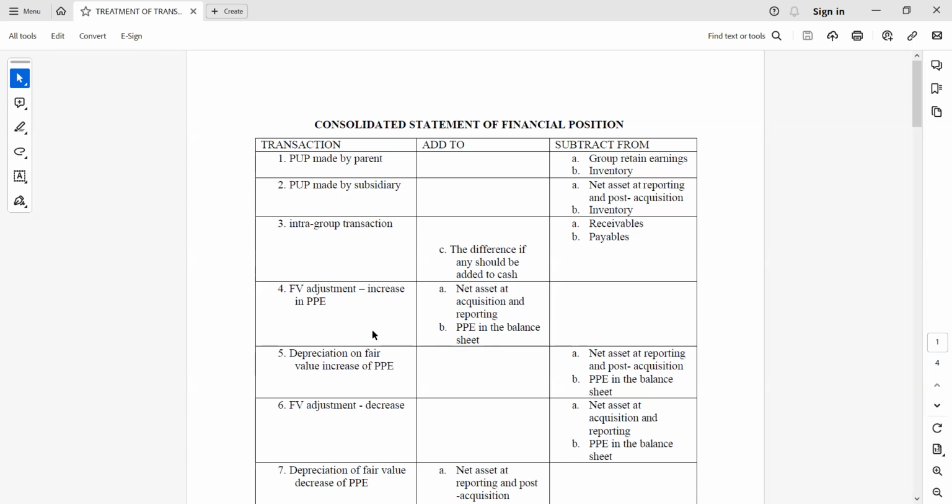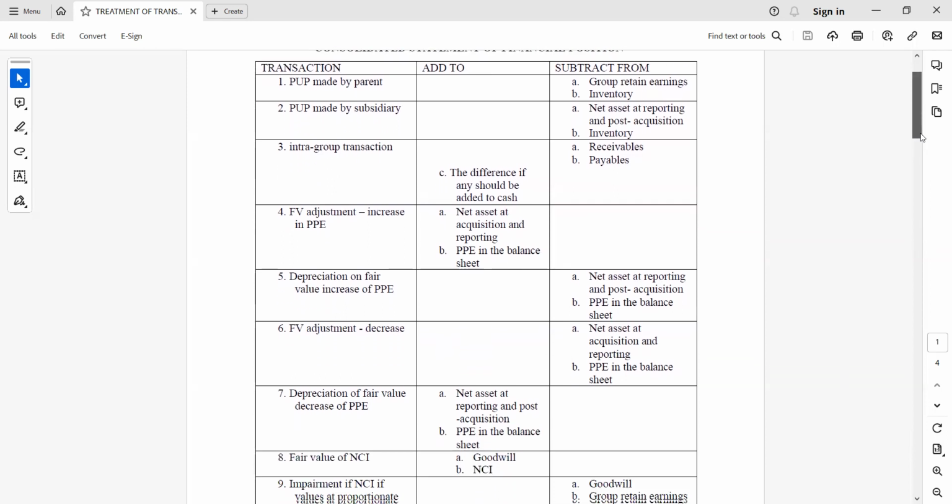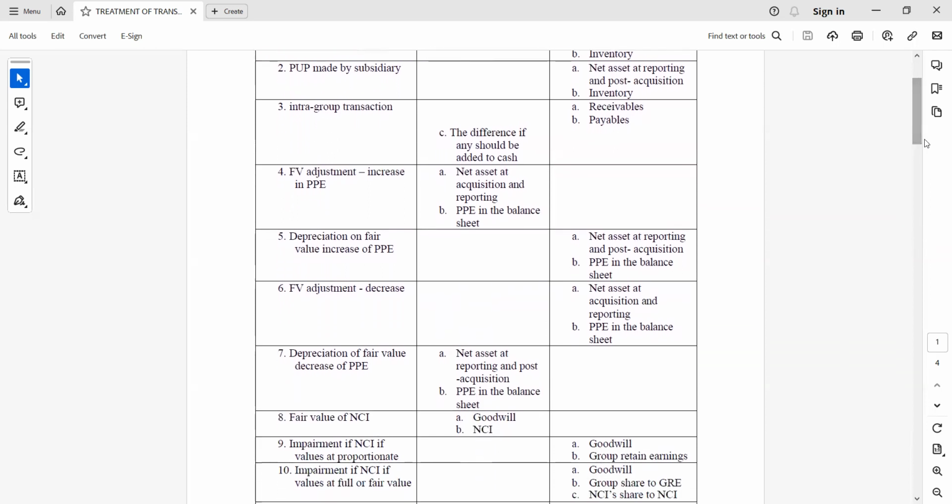But if it is a decrease, if the fair value adjustment is a decrease, in that case, you are going to subtract it from your net asset at acquisition and reporting. And then you also subtract from your balance sheet. Just the opposite of what you do when it is an increase. All these things, I believe when we start to solve a question, the understanding is going to come more.